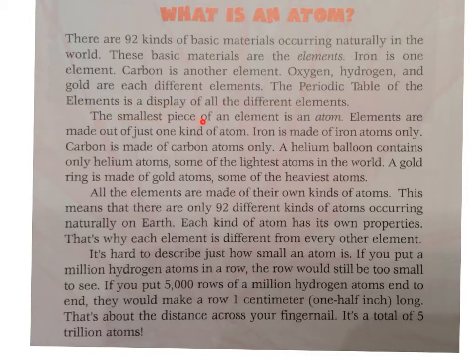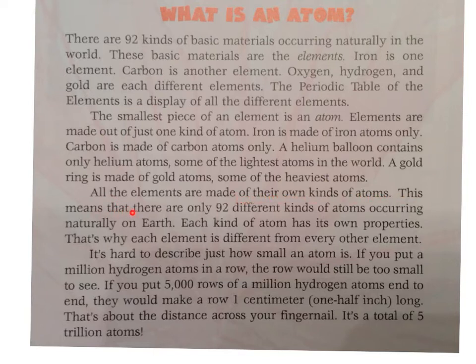The smallest piece of an element is an atom. Elements are made out of just one kind of atom. Iron is made of iron atoms only. Carbon is made of carbon atoms only. A helium balloon contains only helium atoms, some of the lightest atoms in the world. A gold ring is made of gold atoms, some of the heaviest atoms. All the elements are made of their own kinds of atoms.